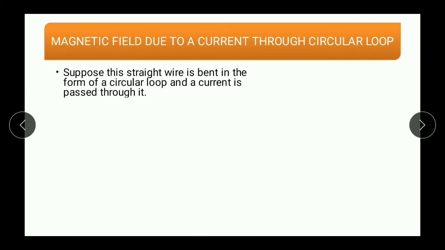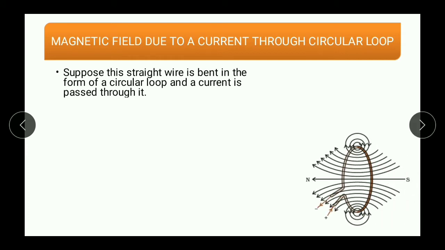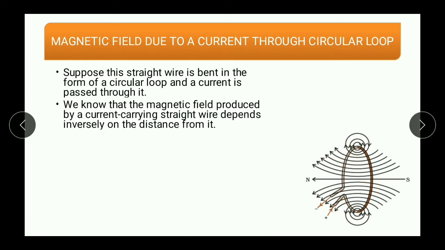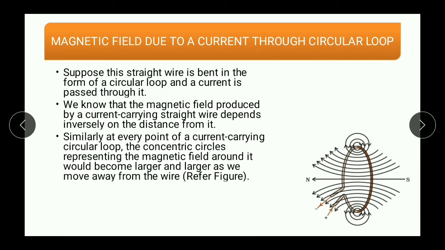Now, suppose there is a straight wire which is bent in the form of circular loop like this, and current is passed through it. What will happen? We know that magnetic field produced by current carrying straight wire depends inversely on the distance from it, right? So, similarly, at every point of current carrying circular loop, the concentric circles representing the magnetic field around it would become larger and larger as we move away from the wire, as you can see from here. So, these circles are becoming larger and larger.